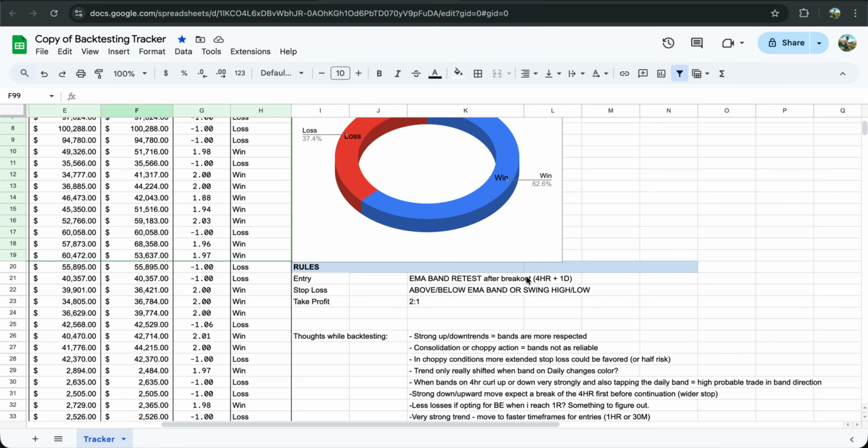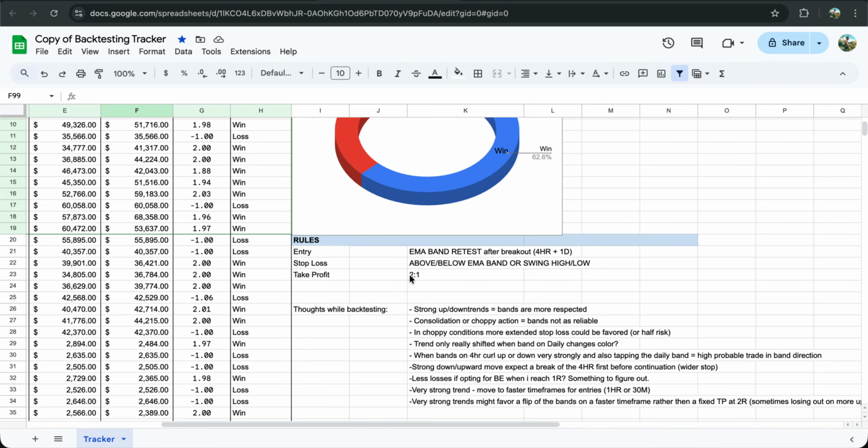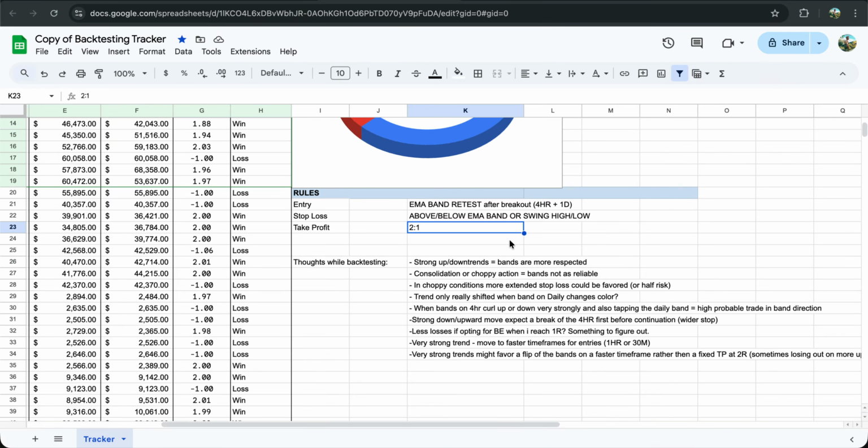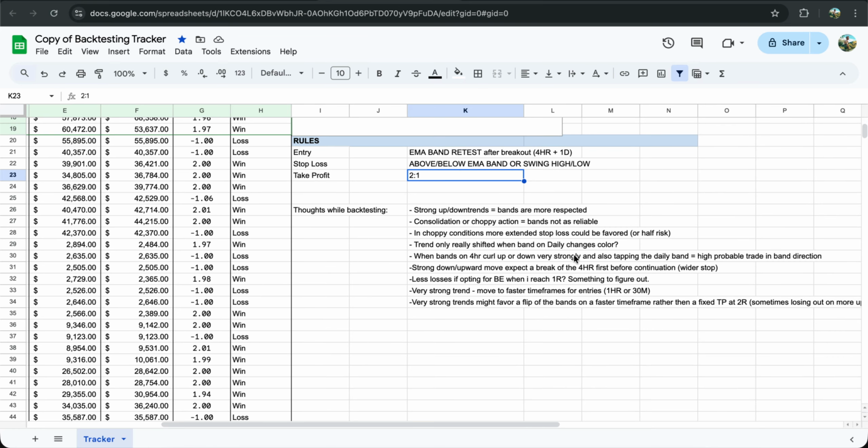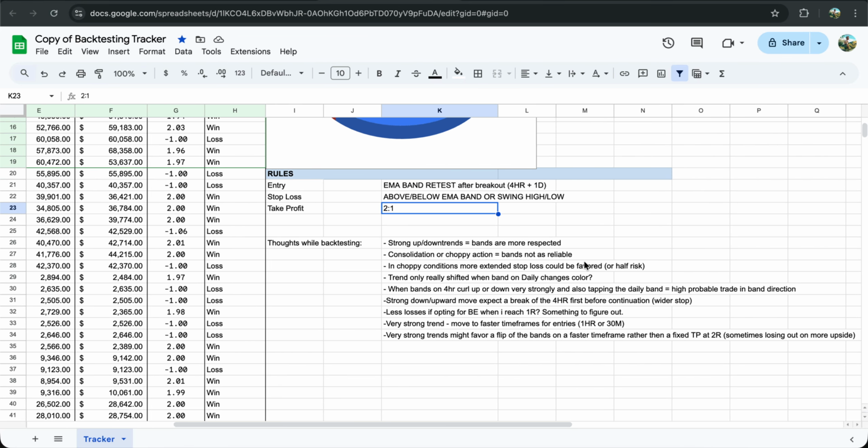So: EMA band retest after breakout, 4 hour plus 1 day. Stop loss above or below the EMA band, or a swing high or low, depending a little bit on the situation, if it's really bullish or not. And then a 2 to 1 take profit. So fixed. Again, I think maybe this could be variable. For example, if I only see that the 4 hour is flipping, then maybe get out. Or if it keeps going up, don't take profit, but only take profit when the 4 hour flips. This is definitely something that we could also try, or that I will try.